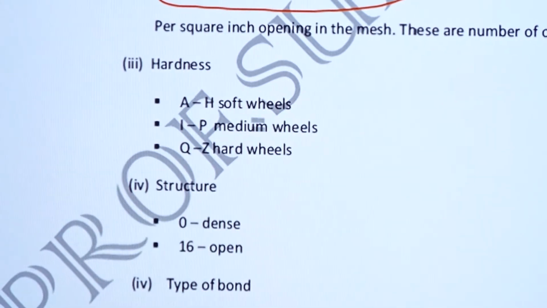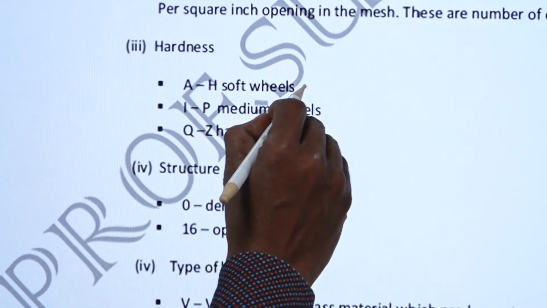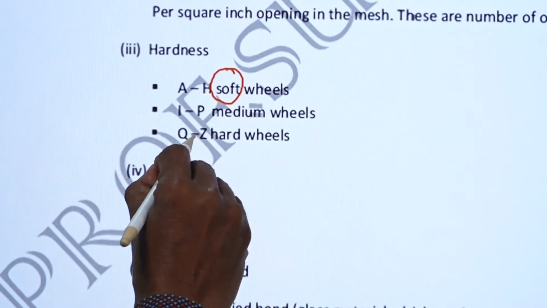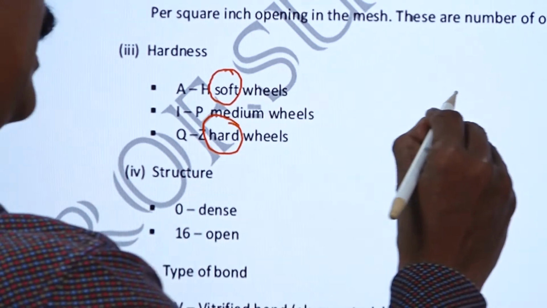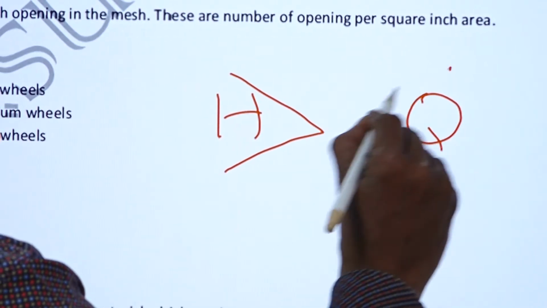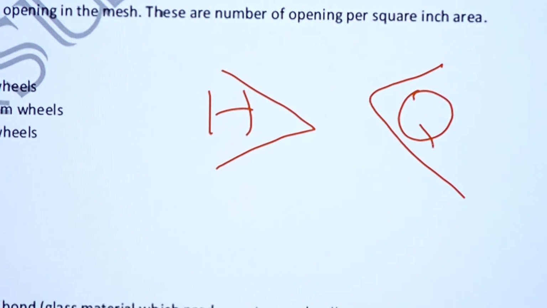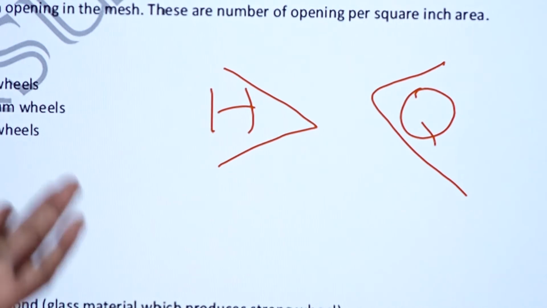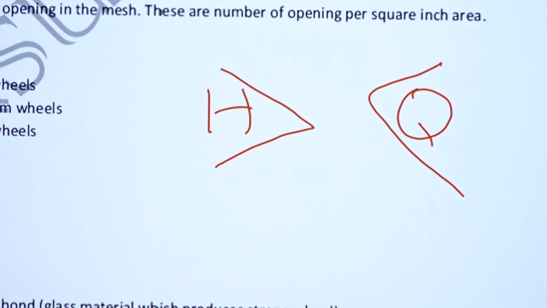And the grade is notated by the alphabet. Up to H it is soft. After Q it is odd. So you should remember H, Q. Up to H soft, after Q odd. Remember it as high quality. Before H soft, after Q odd. In between these two it is medium.